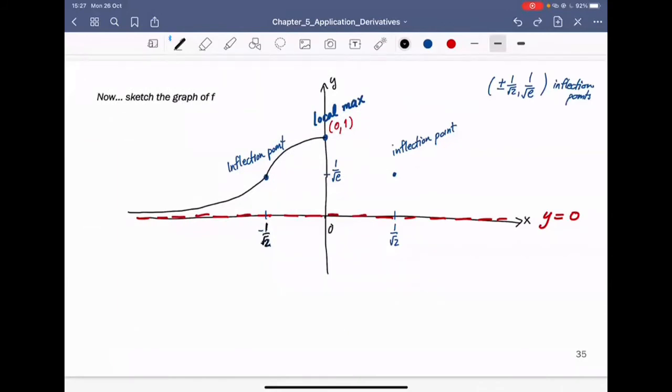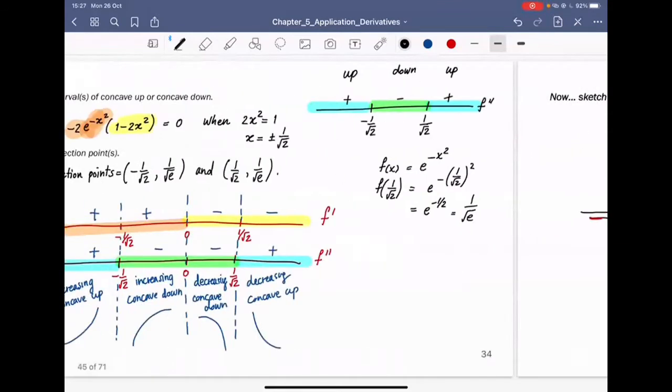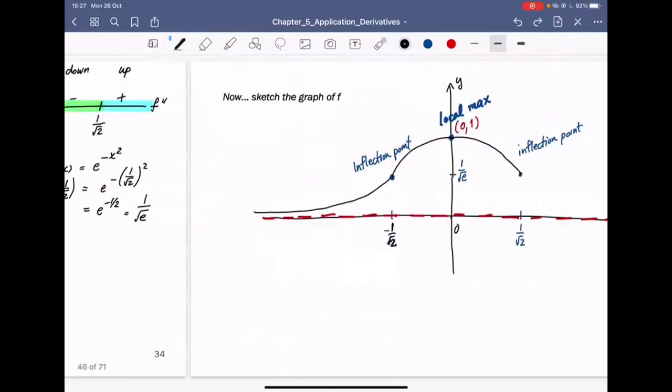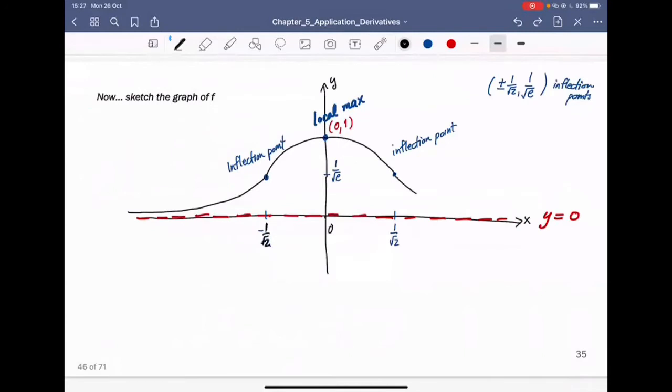I'm trying to make sure that this is concave down. When you sketch it, it doesn't have to be perfect, but it must be clear that this is concave down. And then the last one is decreasing and concave up. All right, it's going to be like that then.